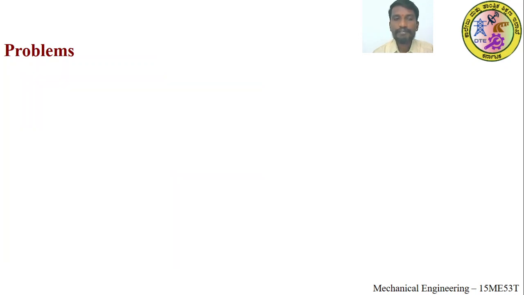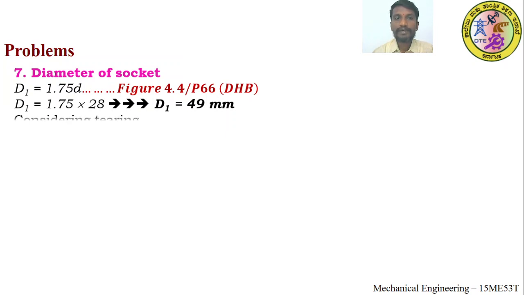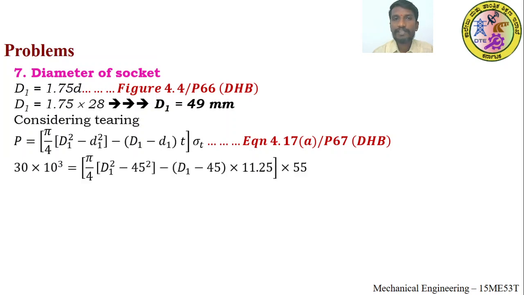Then come to point number 7, that is diameter of socket. As per figure 4.4 in page number 66, capital D1 is equal to 1.75 times D, and applying the values you will get 49 millimeter, and also this diameter comes under tearing. Considering tearing, the formula is equation number 4.17a in page number 67. So applying the known parameters, we get the unknown parameters.